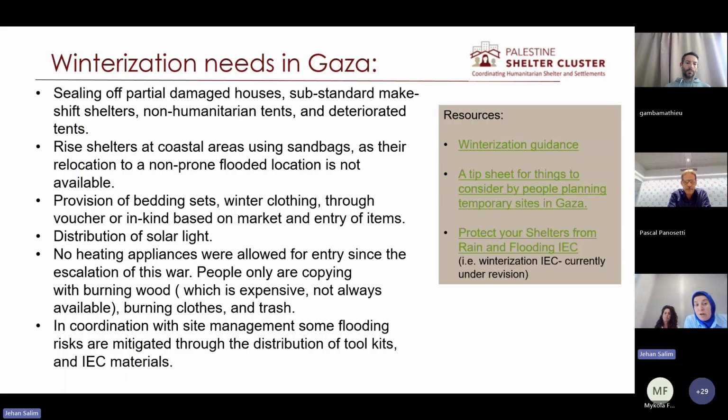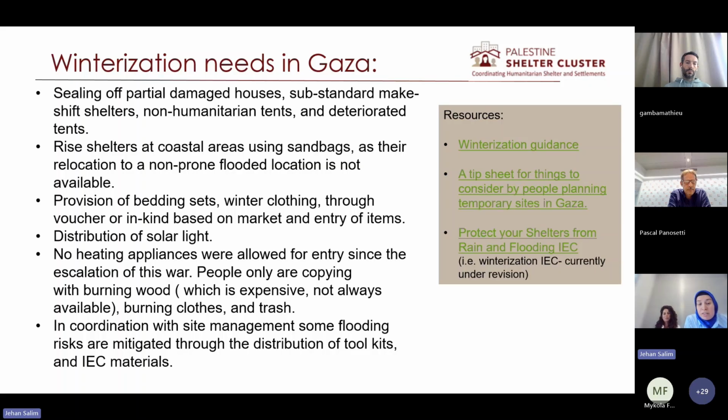Then distribution of solar lights, especially for the long nights in the winter. Unfortunately, no heating appliances have been allowed since the war started in Gaza. People have been using coping mechanisms like burning wood. Just for your information, wood is very expensive and not always available, and it depends on location. And then people were burning their clothes, they were burning trash. That caused a lot of diseases, according to many reports.